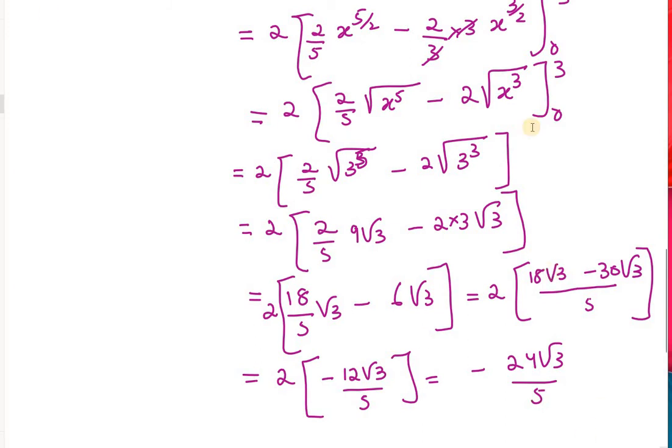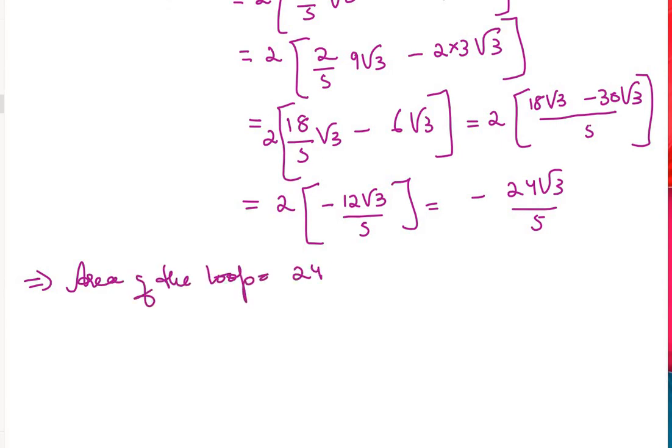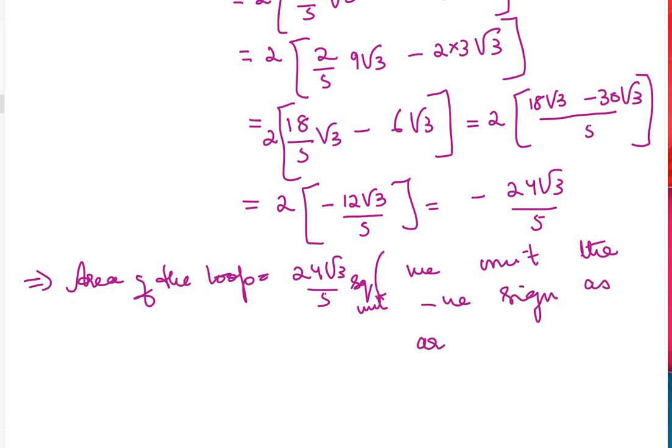But since we know that area is a positive quantity, therefore we can omit this negative sign. So this implies that the area of the loop is equal to 24 root 3 by 5 square units. Okay, square units. So we omit the negative sign as area is a positive quantity.